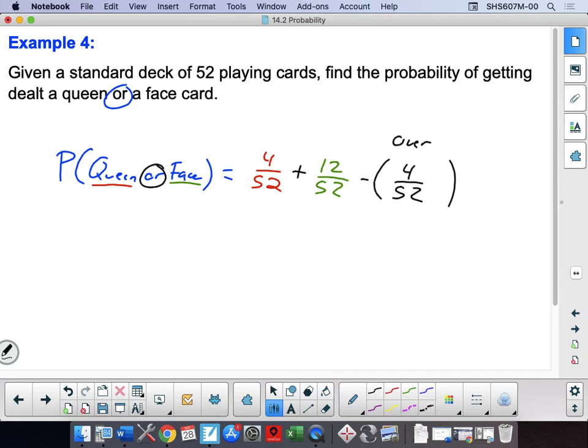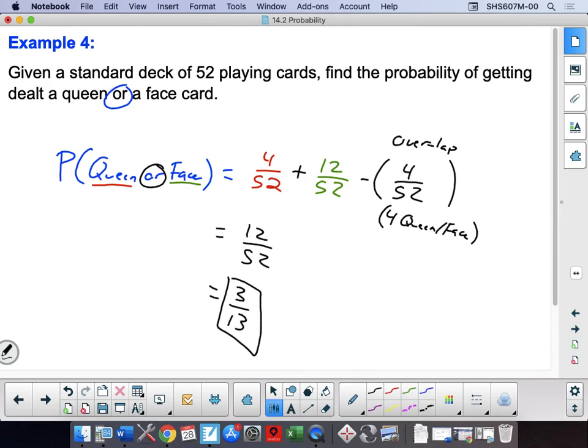So just leave the 12 over 52. What does my answer come out to be? Ultimately, you just simplify 12 over 52. There are 4 queen face cards, so that's why I'm subtracting that overlap. And so what do I ultimately end up with? I just end up with 12 out of 52, or reduced, 3 out of 13.